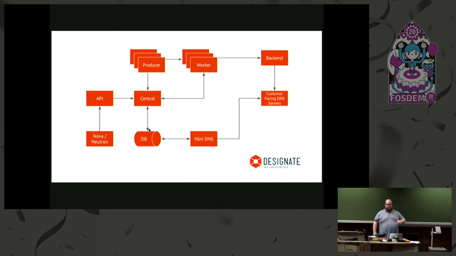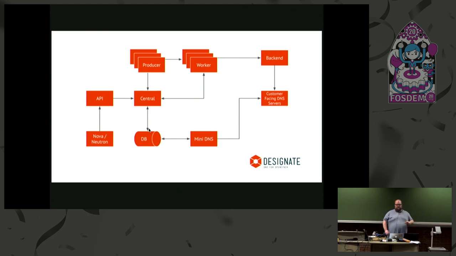Because of the pluggable system, we reuse the same infrastructure. So when you're creating the zone, you can just create scheduling hints when you're sending the request to help it choose the right pool for the right set of servers for your DNS zone. And it all reuses the same infrastructure, so you don't have to run separate copies of the mini DNS server or the producer or workers per pool. It's just one homogeneous deployment.